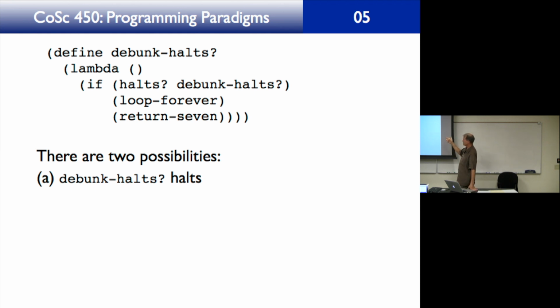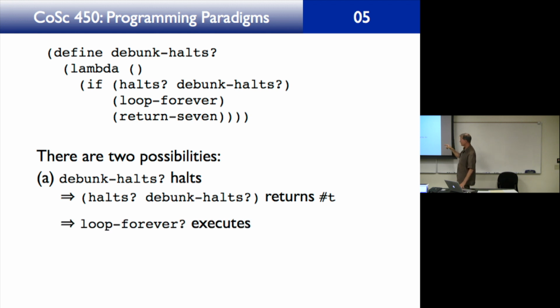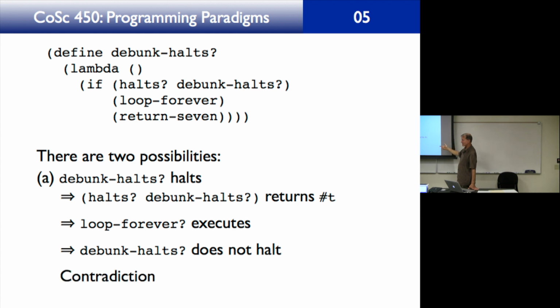Well, if debunk halts halts, then what will happen in the if statement? Halts debunk halts will return what? True. But if it returns true, what will execute? Loop forever. But if loop forever executes, what's the problem? If loop forever executes, debunk halts does not halt. But we started with debunk halts halts. So that's a contradiction. Are you with me?